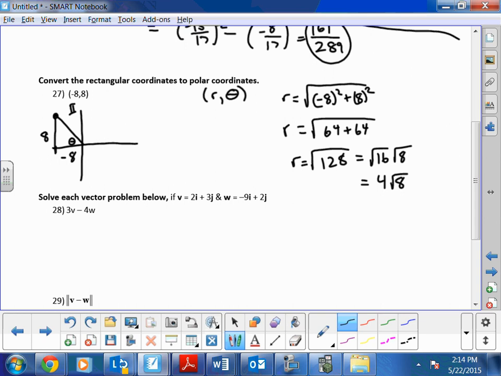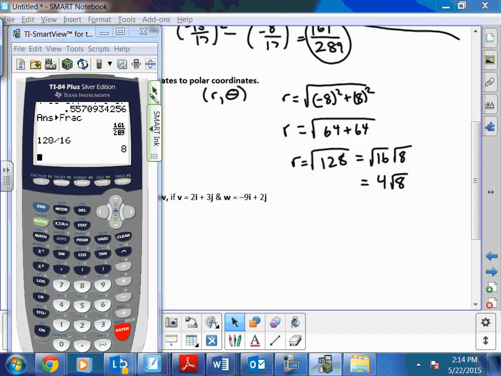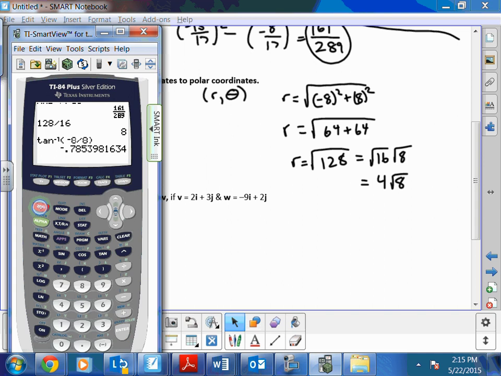As far as theta itself, we take the tangent inverse. When it's in quadrant 2, remember, my tangent will only give me values from here and here. So when it's in quadrant 2, you must add pi to it. When you do the tangent inverse of negative 8 divided by 8, you get negative 0.78, and you must add pi to get the exact value.